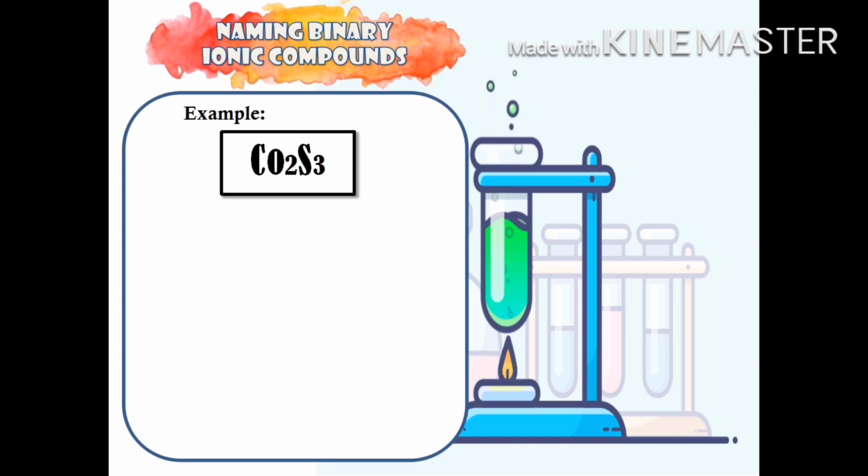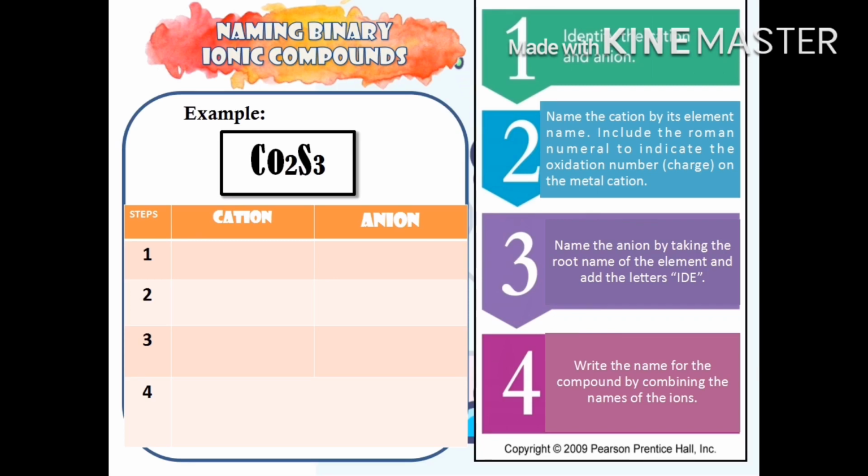Co2S3. To correctly name this compound, again, we have to follow these steps. Step 1, we have to identify the cation and the anion. In any ionic compound just like this, it's always the cation that's written first and followed by the anion. So, Co is our cation and S is our anion. Co forms two different ions, Co with a 2 plus charge and Co with a 3 plus charge. And S, our anion, has a 2 minus charge.